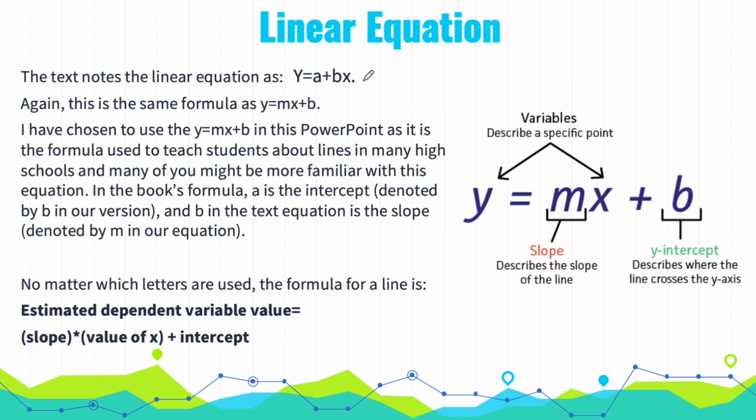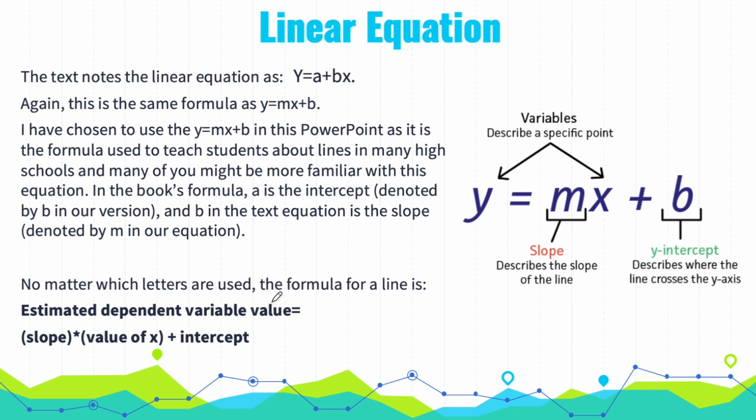Your text notes the linear equation as y equals a plus bx. Again, it's the same formula as y equals mx plus b. We're going to stick to using these symbols for consistency. It's the formula that most people have learned in high school, and you might be more familiar with this equation. So, b is your y-intercept. This is where the line crosses the y-axis, the axis that goes up and down vertically. M is your slope of the line. No matter what letters are used, the formula for a line is as follows.